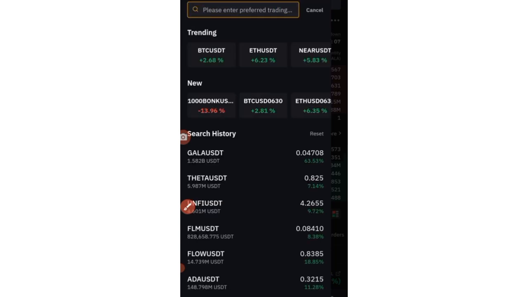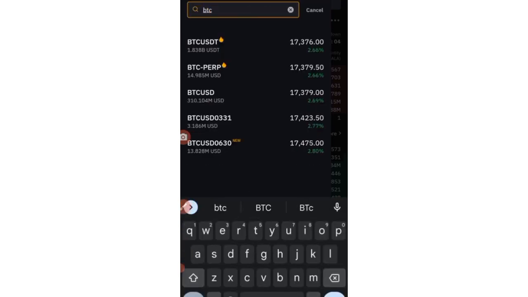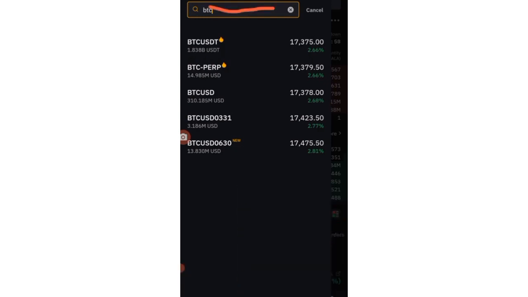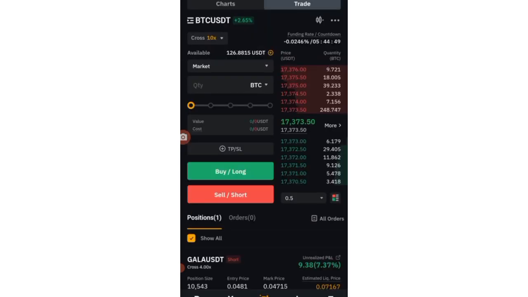You're going to get this option, so you can come here and search for the coin you want. Let's type BTC. You can see different options come up. Let's click on this first one, this BTC, to take us to the BTC page. You can see we had Gala before, that has changed to BTC. So we are now in the BTC space. The current price as at this video is about 17,000 plus.